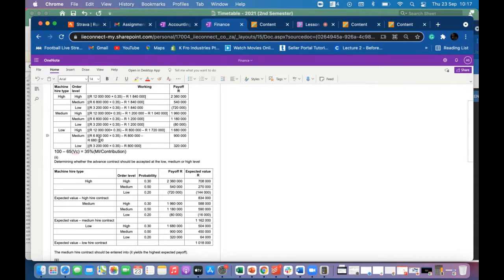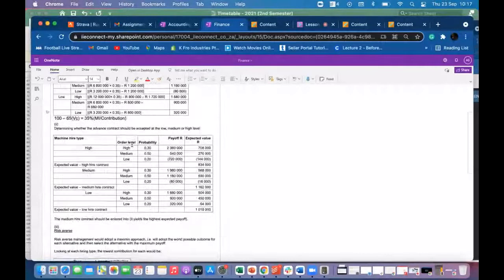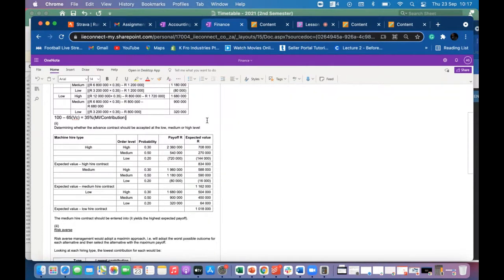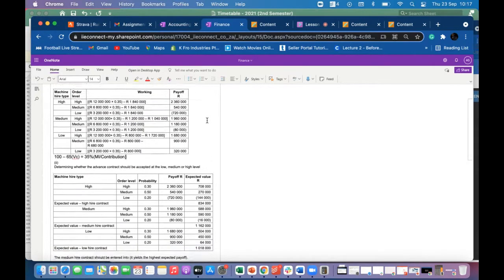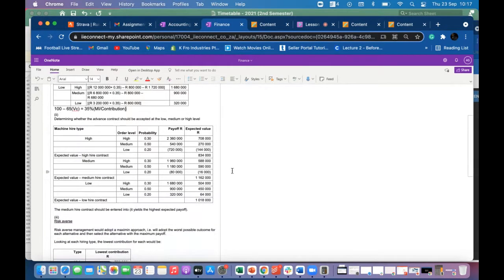We entered into the low contract, but demand is medium. We're going to be penalized 680,000. That 800,000 again is the cost of going into that low contract. Demand is low, we've entered into the low contract, and we have a profit of 320. So we have all these outcomes, and then we have to obviously times them by the probabilities.